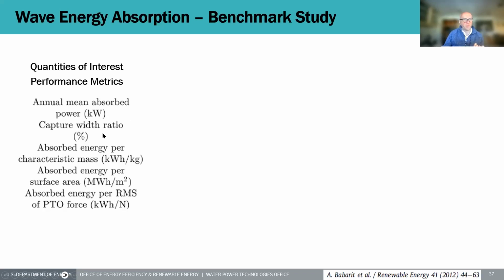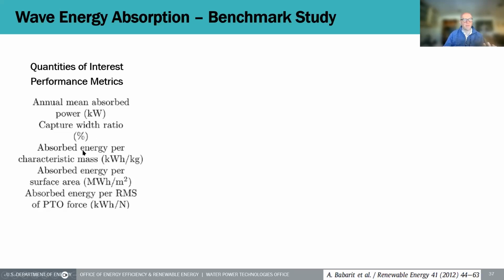There's a capture width ratio definition, which is the power that's being contained in the wave crest of 1 meter width. We had this at the very beginning as well in the previous webinar. We relate that to the power that the wave energy converter absorbs and related also to a characteristic length, which could be the width of the device. So that's this capture width ratio, a good, clever quantity for wave energy.